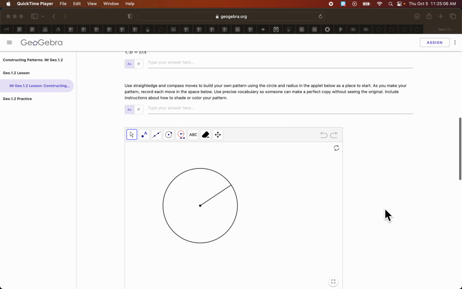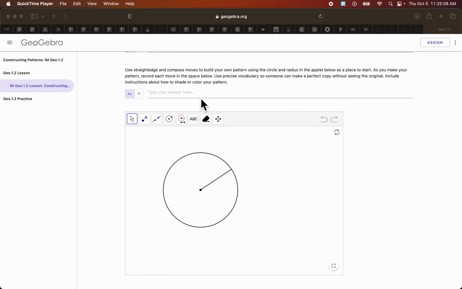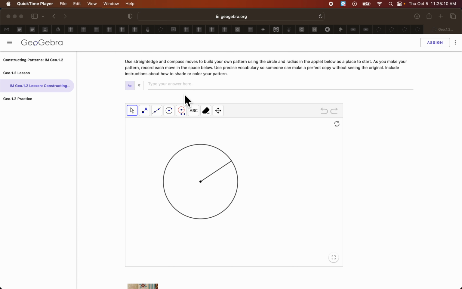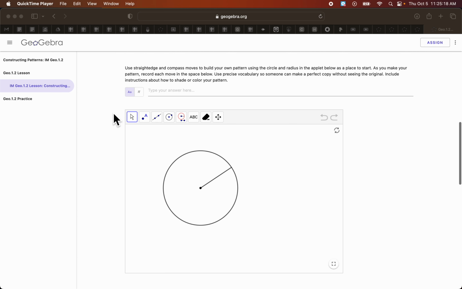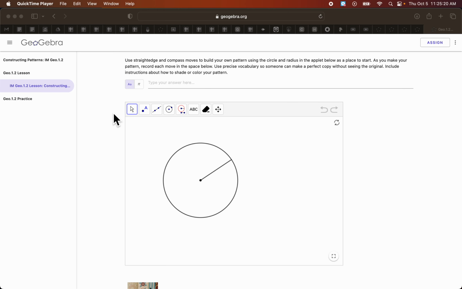All right, next one. Use the straight edge and compass moves to build your own pattern using the circle and radius in the applet below as a place to start. As you make your pattern, record each move in the space below. Use precise vocabulary so someone can make a perfect copy without seeing the original. Include instructions about how to shade or color your pattern.